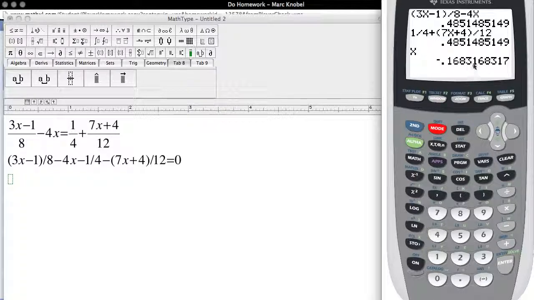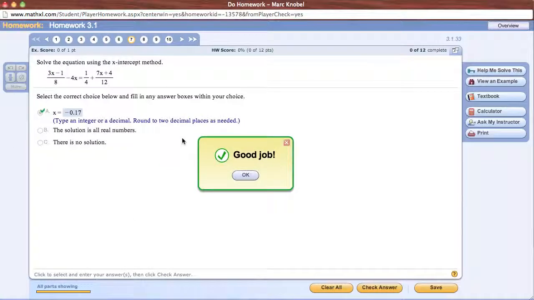2 decimal places for our answer, and then in the window up here we checked our answer using the calculator. So you can always check on the calculator using memory registers. The calculator makes checking equations super easy, and you should always check your solutions. It's just so easy on the calculator, there's no excuse not to do it. And we got our answer, we checked it in Course Compass, and everything's good. And that's the end of this video. So that completes the video on the x-intercept method of solving equations.